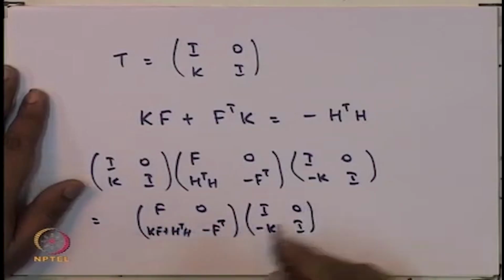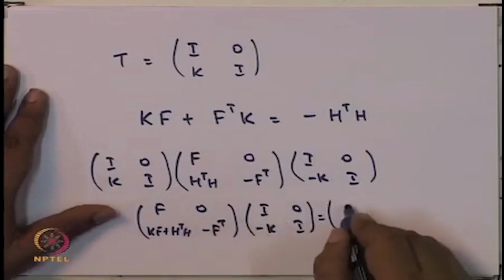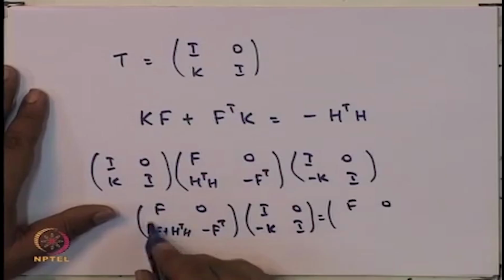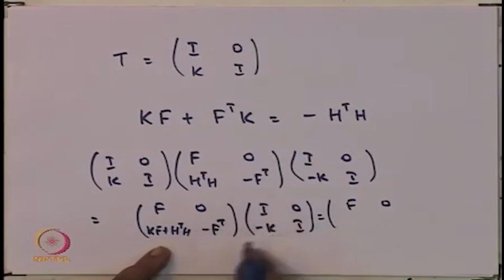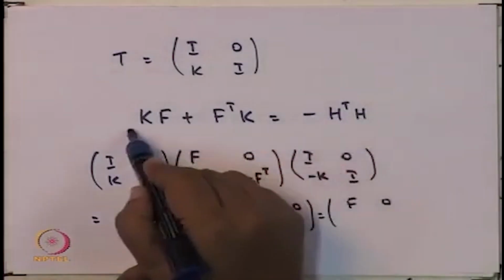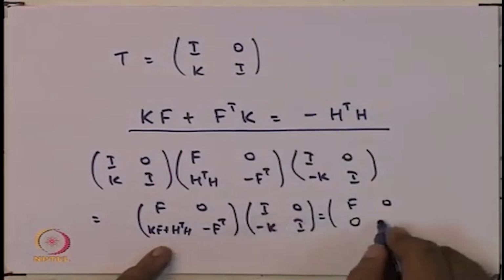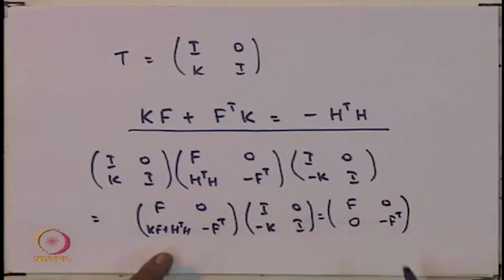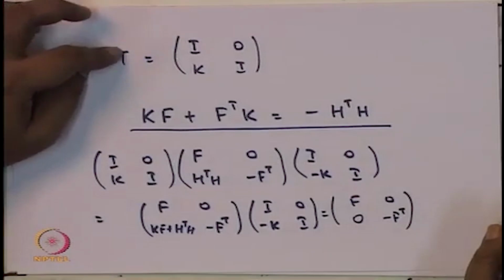Okay, so when you multiply this, you get F 0, and then you have this thing multiplying this thing. Now, if you see, what happens is you have K F plus H transpose H plus F transpose K, but that is essentially this Lyapunov equation. So, you get a 0, and then the last one gives you minus F transpose. So, we have effectively managed to diagonalize that matrix by using a similarity transform T.